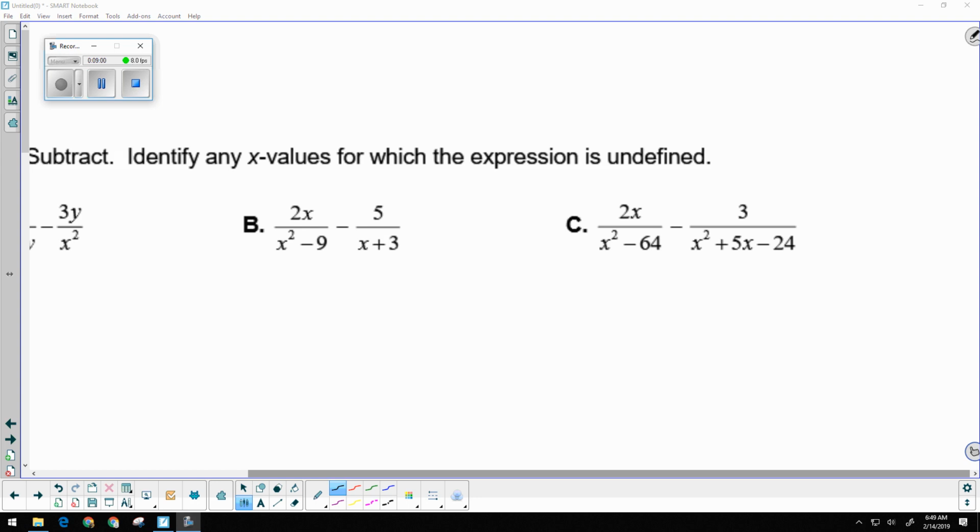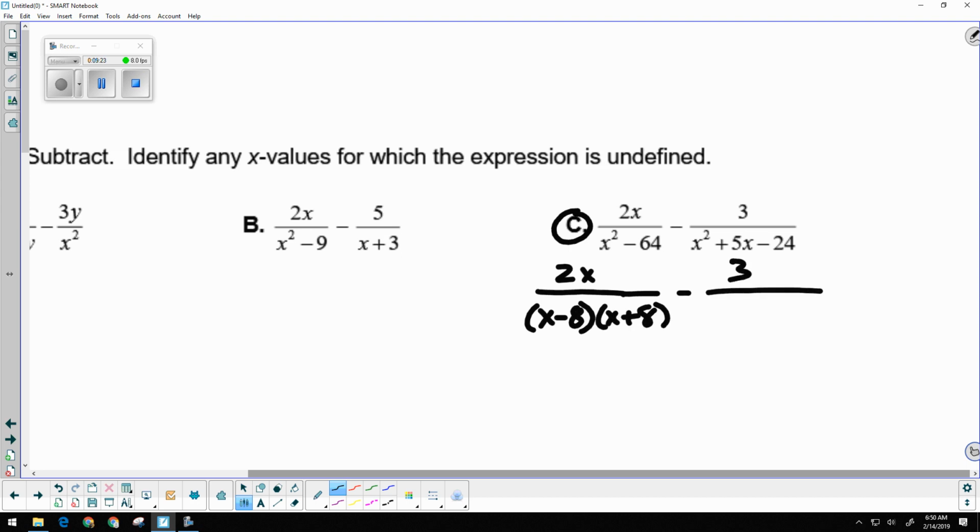All right, now let's turn the page and go to this subtraction problem. I'm going to look at part C. And the first thing we're going to do is factor in this case, because I have stuff that needs to factor. So this becomes 2x over x minus 8 times x plus 8, minus 3 over, and that's going to factor to x minus 3 times x plus 8.